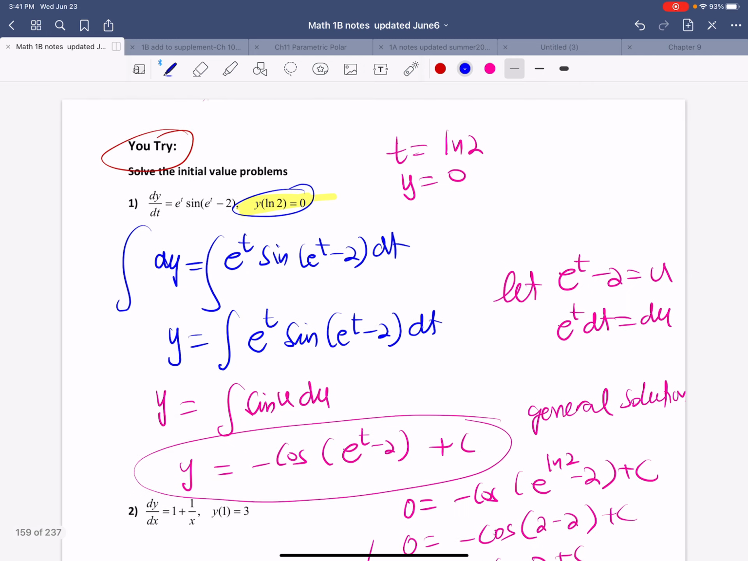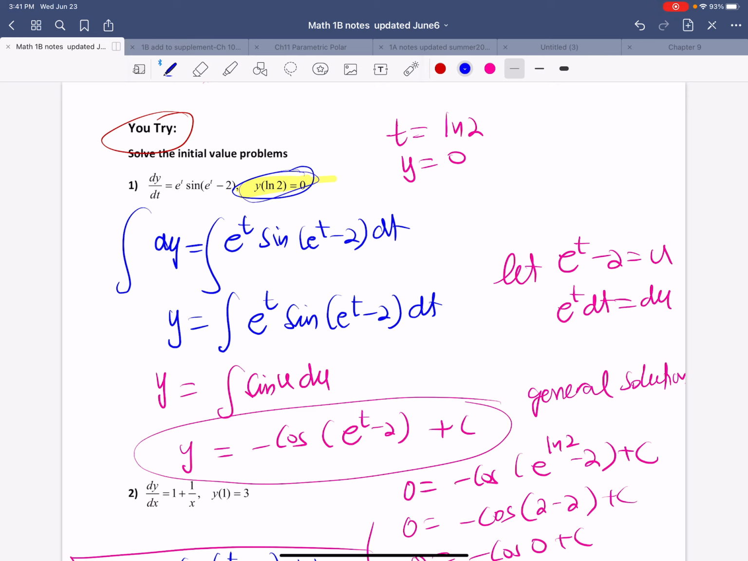Don't be scared when you look at a point like y of natural log of 2 is equal to 0. Natural log of 2 is a constant. If you go ahead and grab your calculator, natural log of 2 is 0.6931. So you're looking for the point 0.6931 and 0. Which solution curve passes through 0.6931? That's all we were going to discuss. And we only looked at separable differential equations in this case.